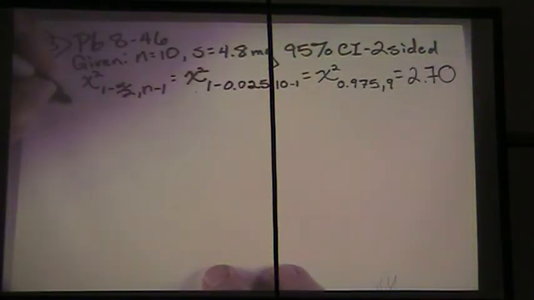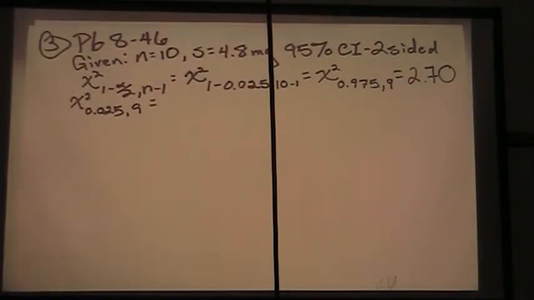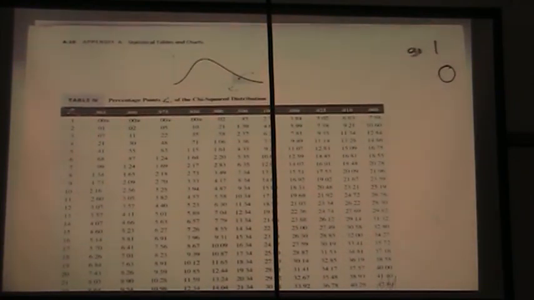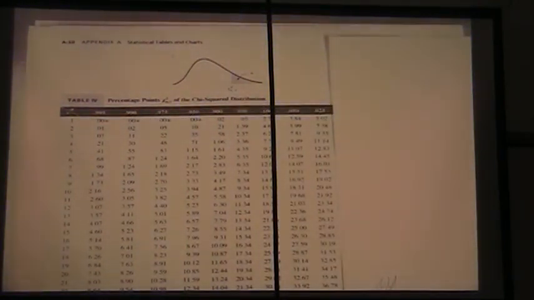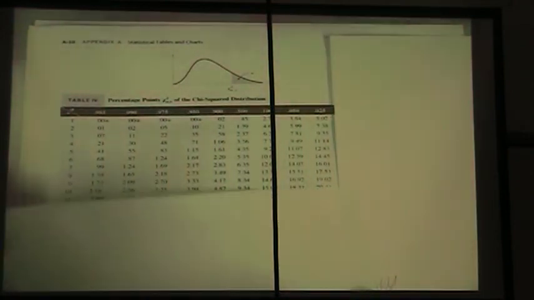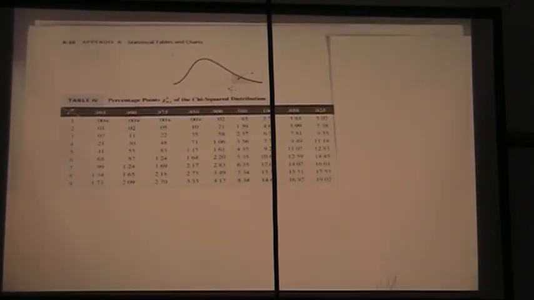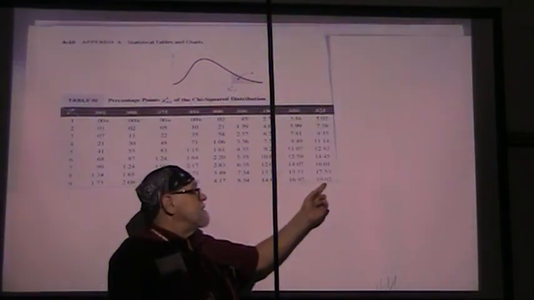Now we need our chi-squared of 0.025 with 9 degrees of freedom. Once again, we use our faithful table. All right, so here's our 0.025, and here is our 9 degrees of freedom, and you'll notice our chi-squared number is 19.02.